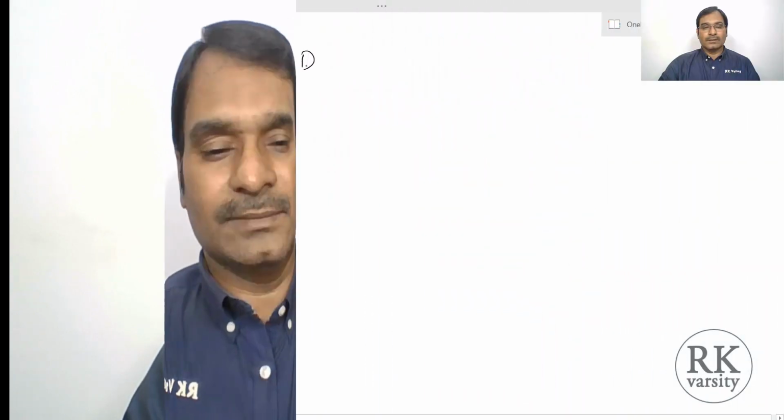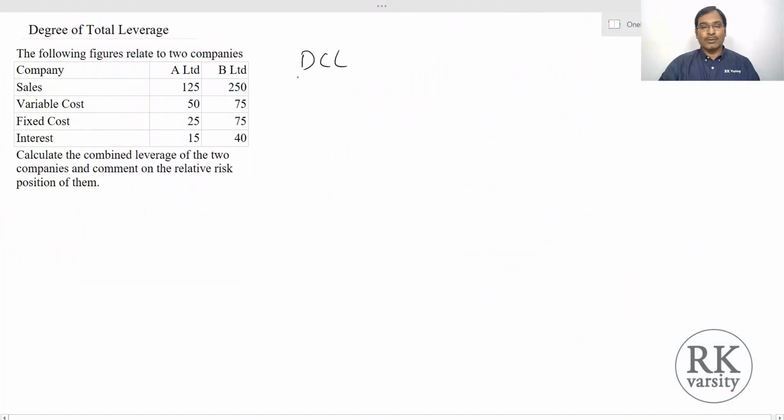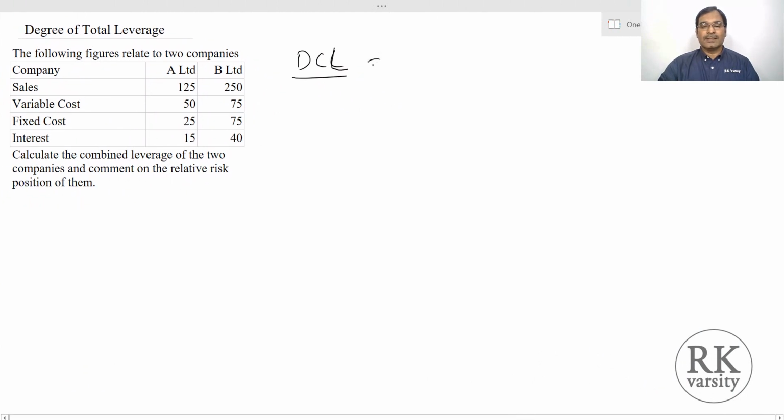So the combined leverage is a product of operating leverage and financial leverage. The combined leverage expresses the total risk of the business. Now I will show you how to calculate combined leverage and interpret the result. The degree of combined leverage, also called total leverage or total risk, is a product of degree of operating leverage times degree of financial leverage.